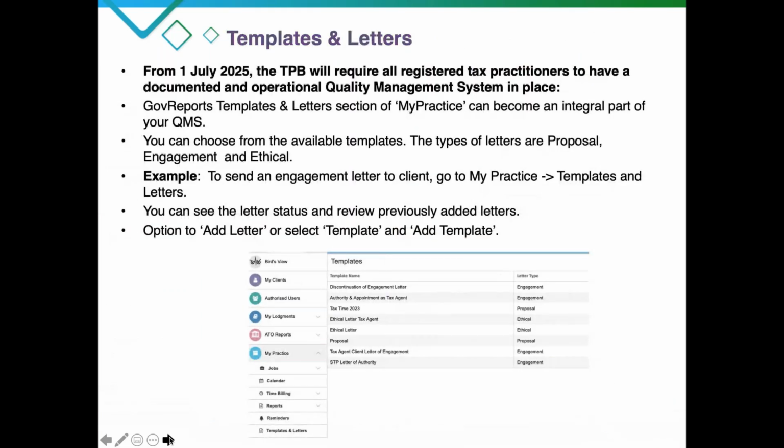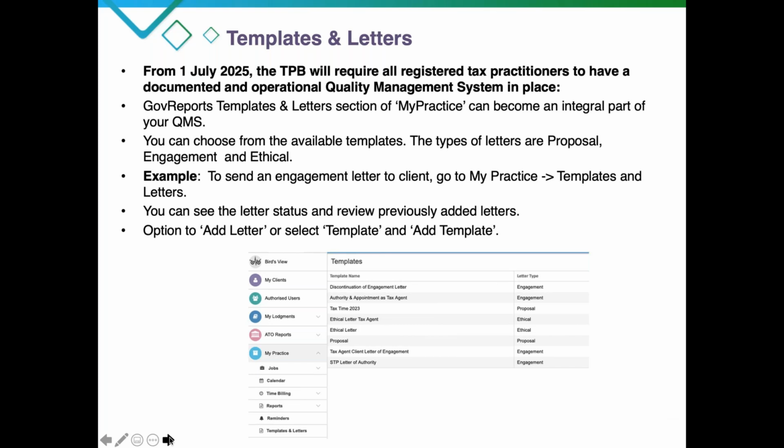Now, I don't know if you, as tax accountants, are as concerned about the quality management systems as perhaps a lot of BAS agents are, but it is something that is coming to our world as of the 1st of July. The TPB is definitely telling us we have to have documented and operational quality management systems in place. And one of the things that GovReports absolutely helps you with is the templates and letters within My Practice, so that to me it's going to be an integral part of my QMS.